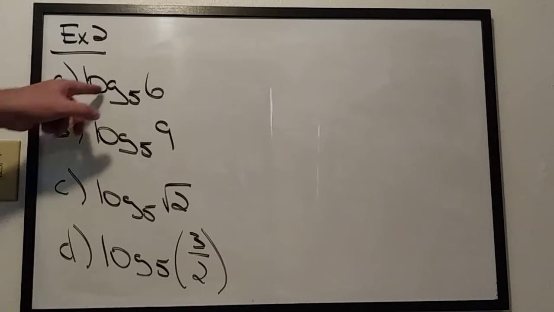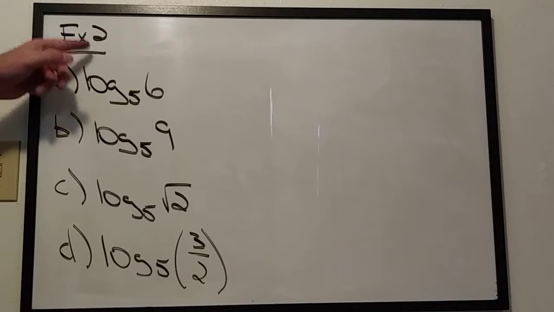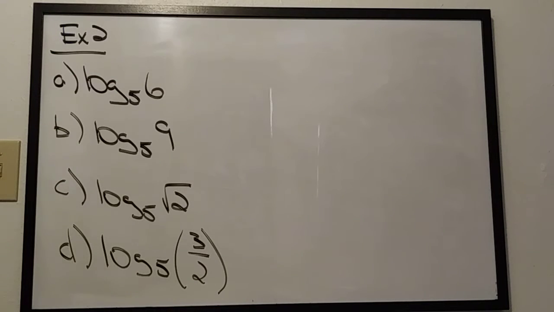So in part A, they're asking us to take log base 5 of 6, and they want us to rewrite it in terms of those letters A and B. So we need to figure out how to make that connection happen. And because we're in a section that's all about properties of logarithms, it's probably going to be one of those properties of logs. So let's go ahead and see what we see. Example 2a, we have log base 5 of 6.